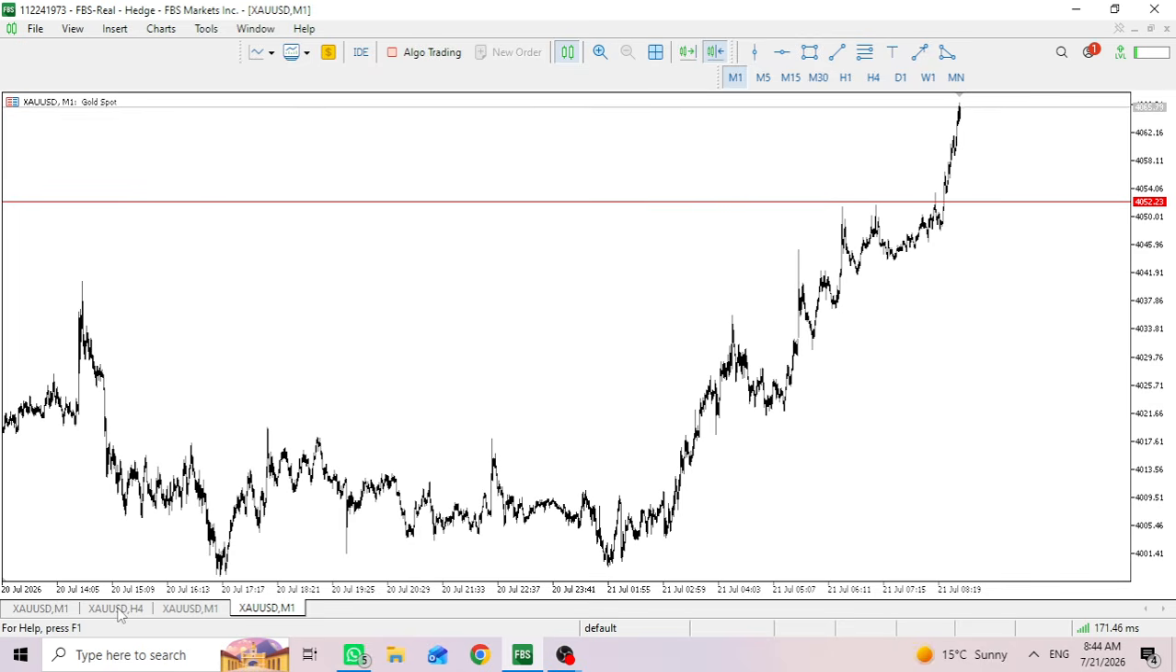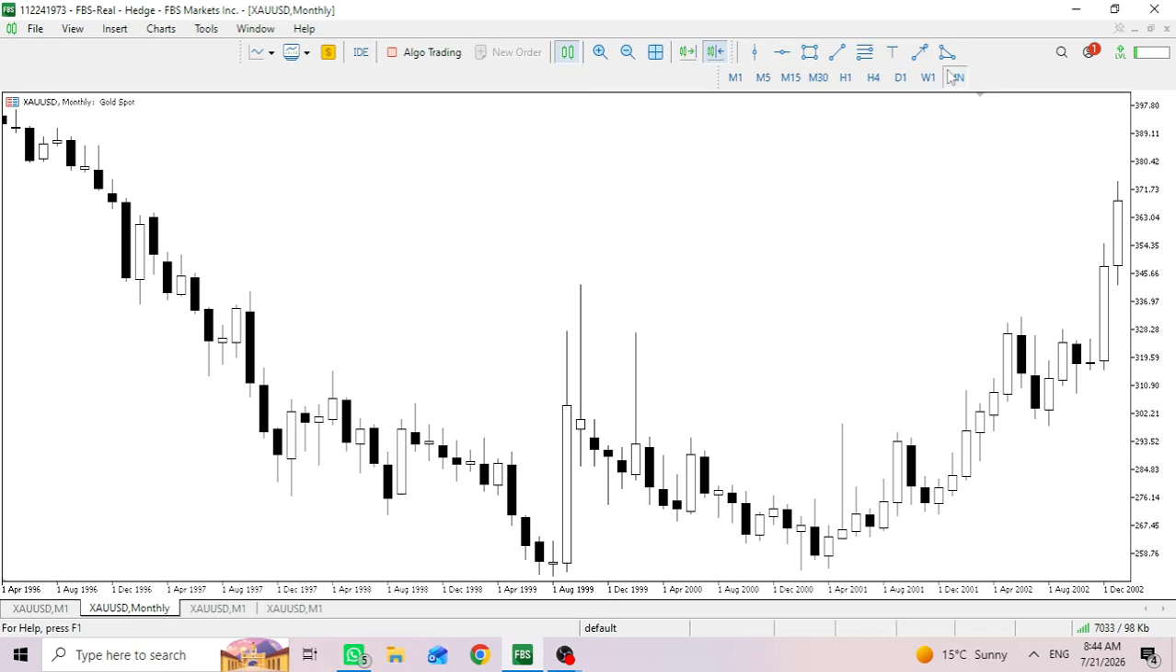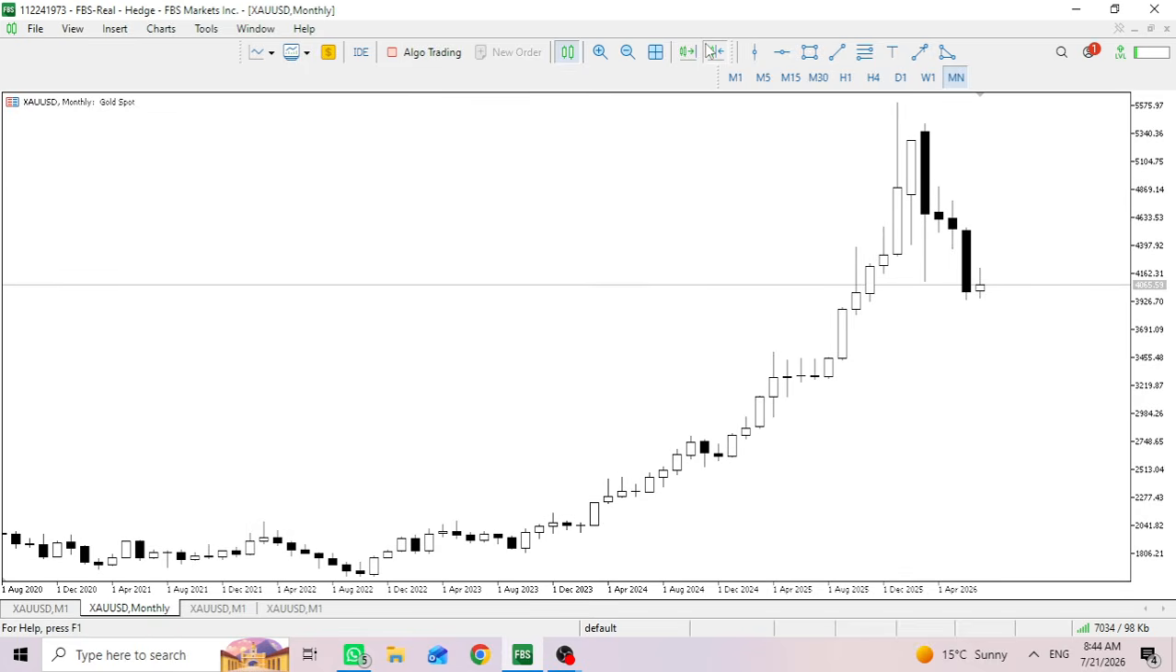Now open here. Now this is a 4-hour chart. Now I want to give you knowledge. You start with the monthly time frame. Oh, what am I doing with the monthly time frame? No. Relax, I will arrange it for you.